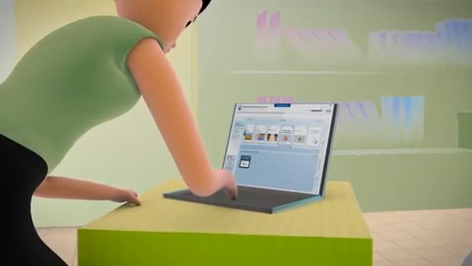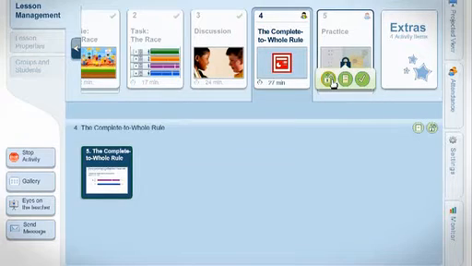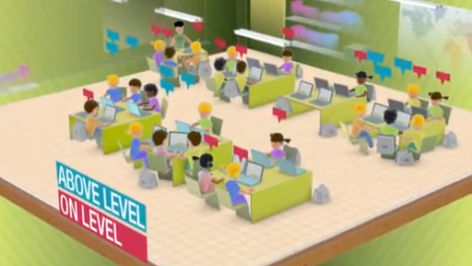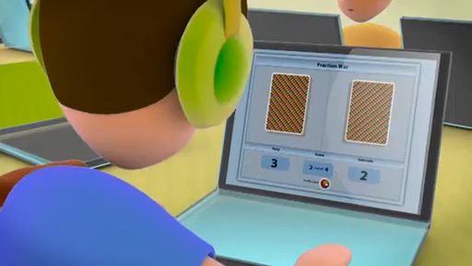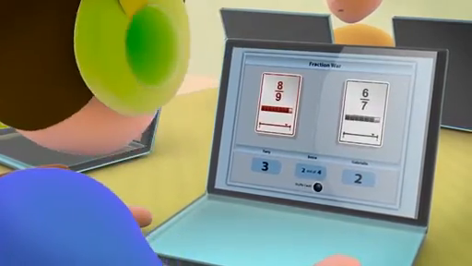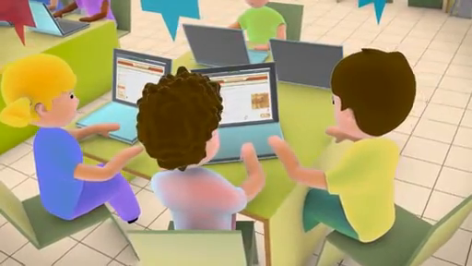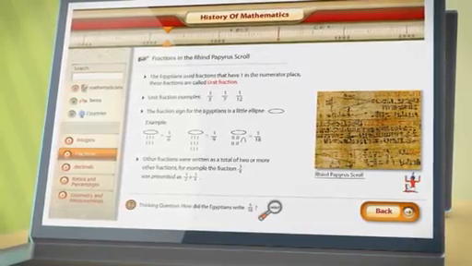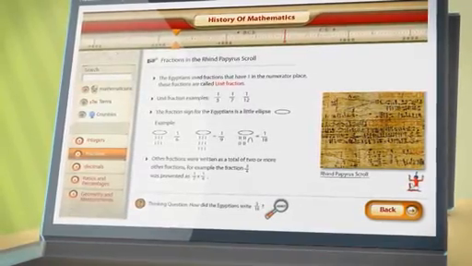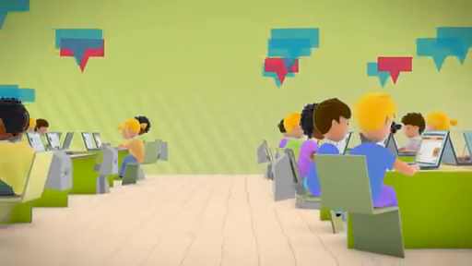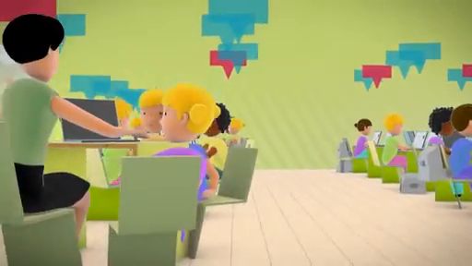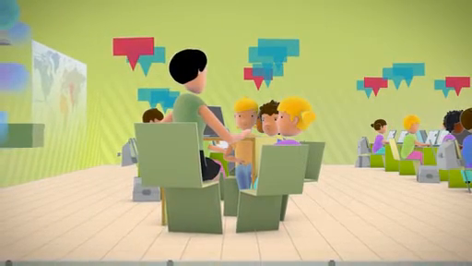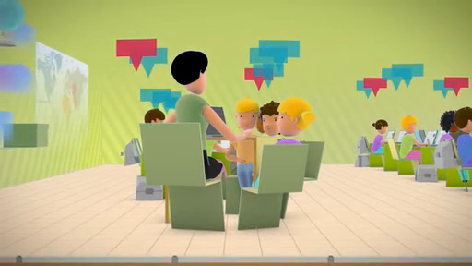Now it's time to practice the new rule. Miss Williams has divided the class into 2 groups based on their progress. Students in the red group can individually practice the rule in a game called the Fraction War. For the advanced blue group, Miss Williams has provided a link to the Mathematics Encyclopedia, where they're introduced to the Rhind Papyrus Scroll in order to explore Egyptian fractions. The advanced students are moving along rapidly, while the students in the red group are taking their time. Each student is free to advance at his or her own pace, according to his or her personal learning style.